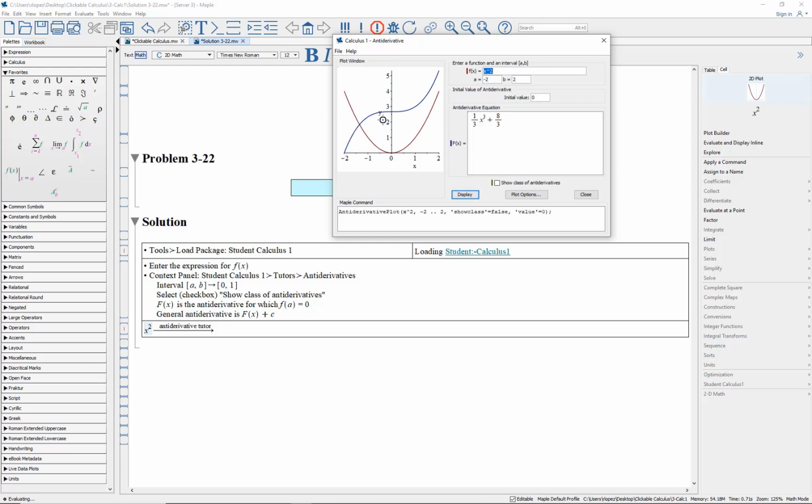It also graphs an antiderivative. This is the antiderivative it graphs. It picks the one that vanishes at the leftmost endpoint. See, that's what's done here. And the picture is drawn by this antiderivative plot. Now, if you say show the class, then you get a family of antiderivatives.